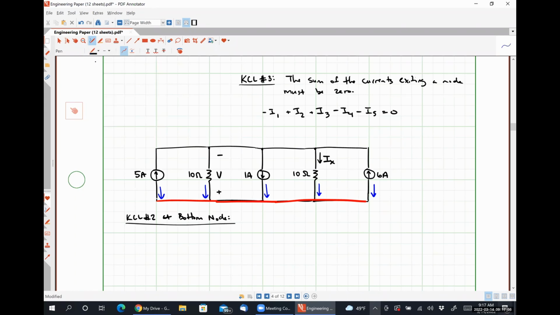So how do we express that 5 amp current supplied by the source on the left as entering the bottom node? Victoria, you have any thoughts? Negative 5 amps, absolutely correct.